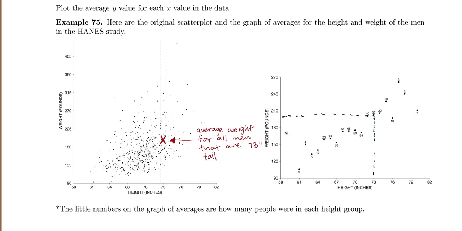I do want you to remember, what is it called when we graph just the averages? When we graph just the averages, we call this the ecological correlation. And remember that your correlation is thrown off because if you look at just these points, you think your correlation is a lot higher than if you looked at the original data.